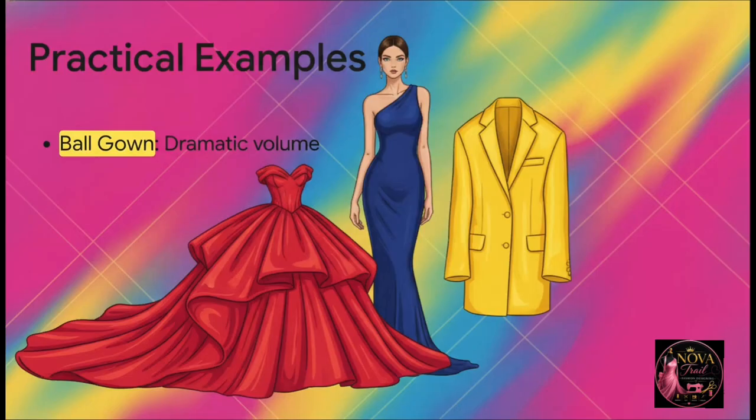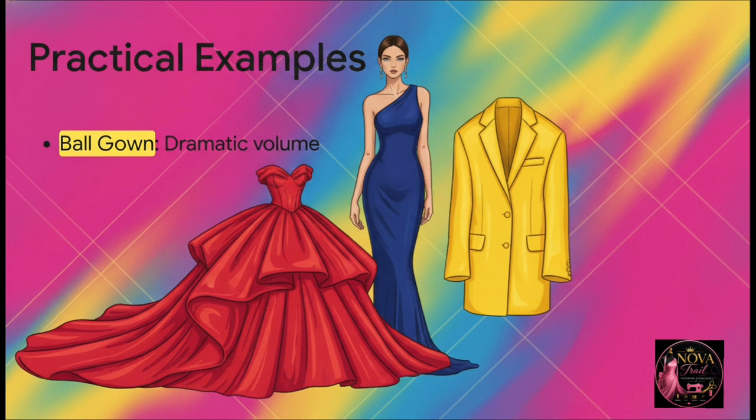Let's put this into perspective with some practical examples. First, picture a ball gown. That right there is a masterclass in volume, creating this massive, dramatic form. Now think of a sheath dress. This has basically no extra volume. It fits tightly, closely following the natural form of the wearer's body.